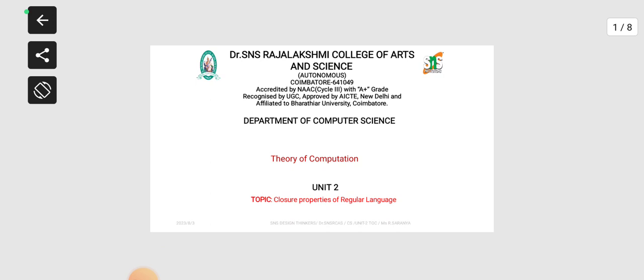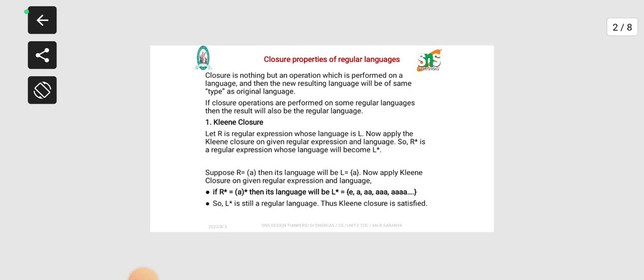Today we are going to see the lecture series on the topic Closure Properties of Regular Language in Theory of Computation. Before entering into the closure property, first let us see what a regular language means. A regular language is accepted by finite automata. Finite automata is one of the important automata.